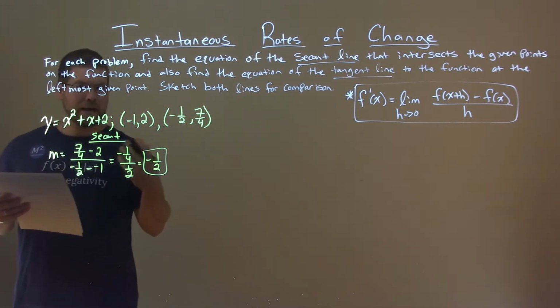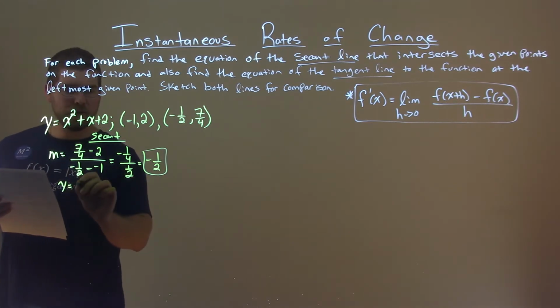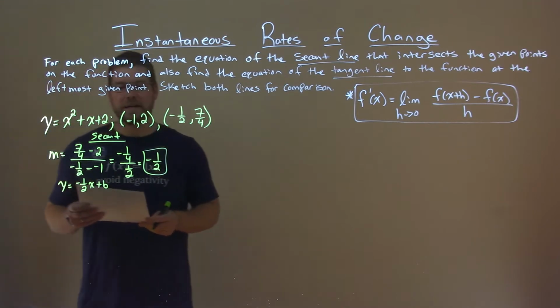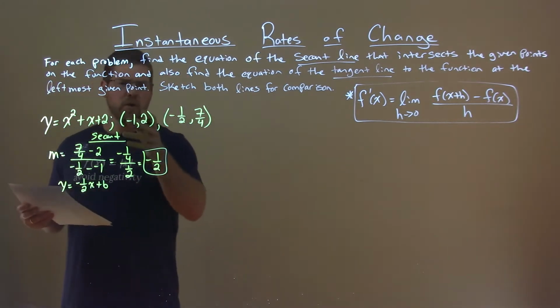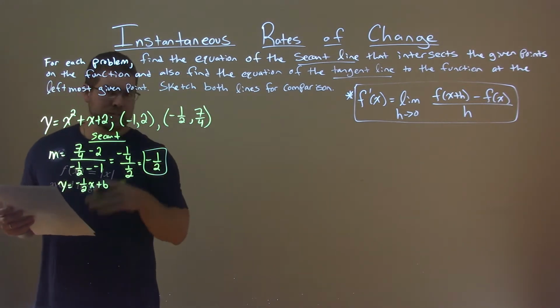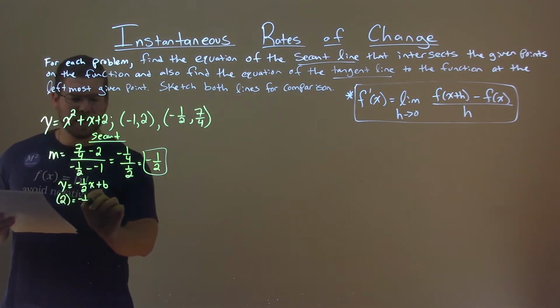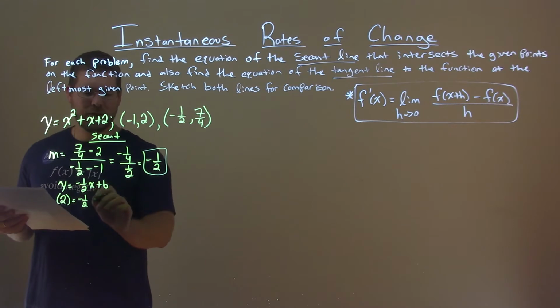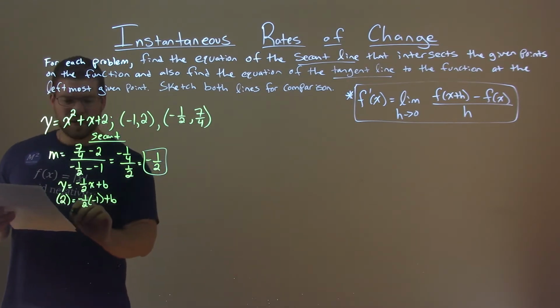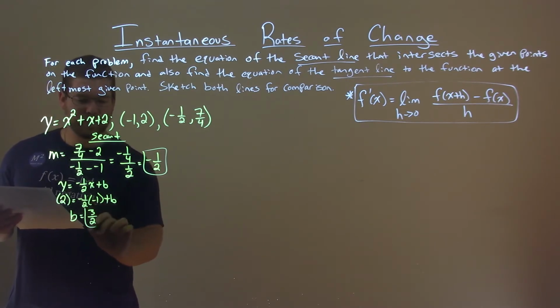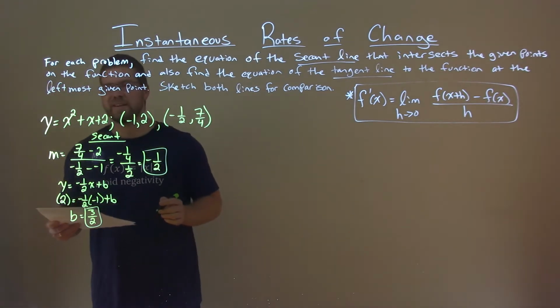Our formula is y equals mx plus b, so we have y equals -1/2 x plus b. And let's go find the equation of the line. We can use the first point here, (-1, 2). I think it's the easiest. And this, again, is just algebra. You should know that. 2 equals -1/2 times our x value, -1, plus b. And this comes out to be a b value of 3/2. I won't bore you with that part. So our b value is 3/2.